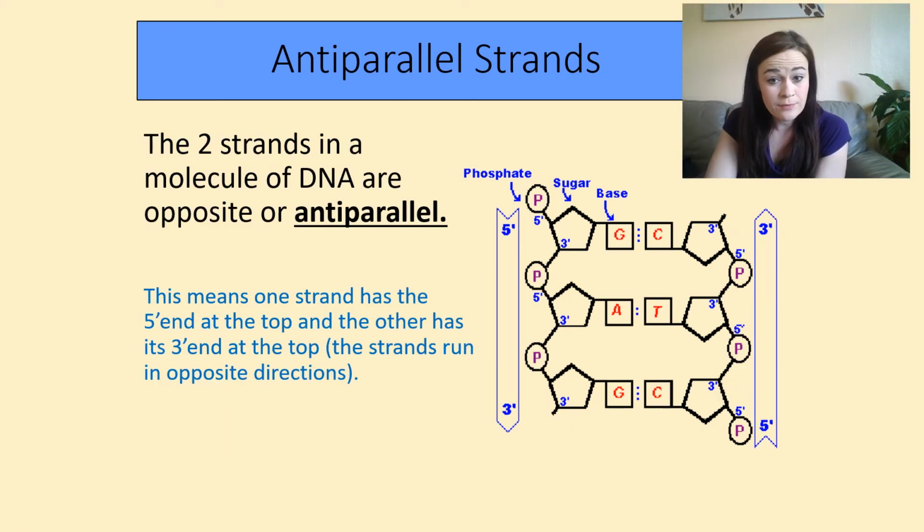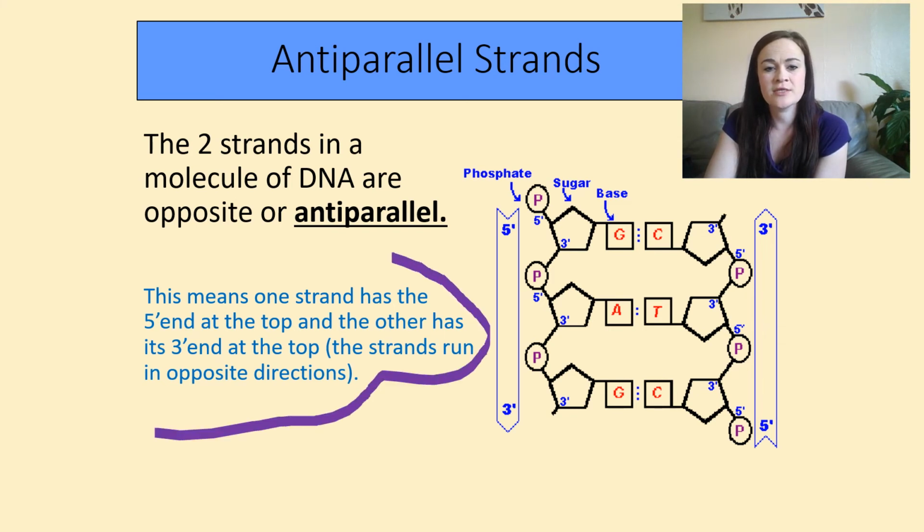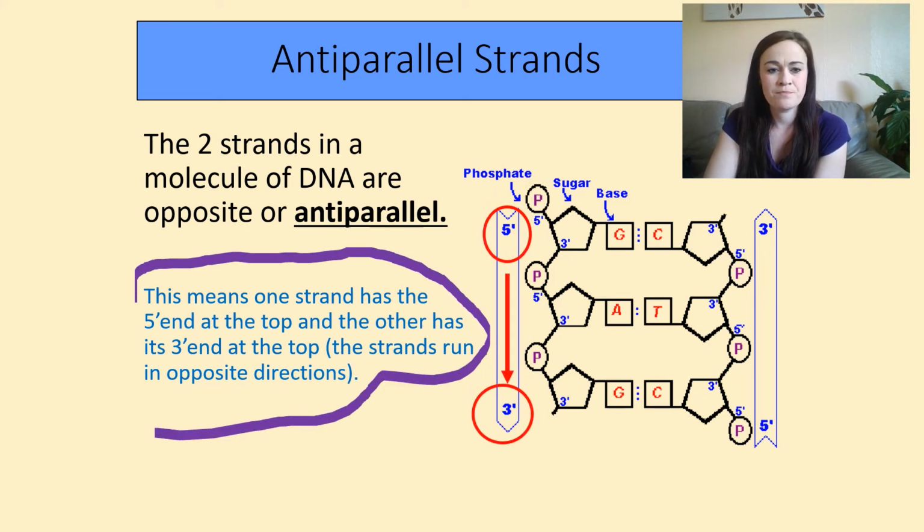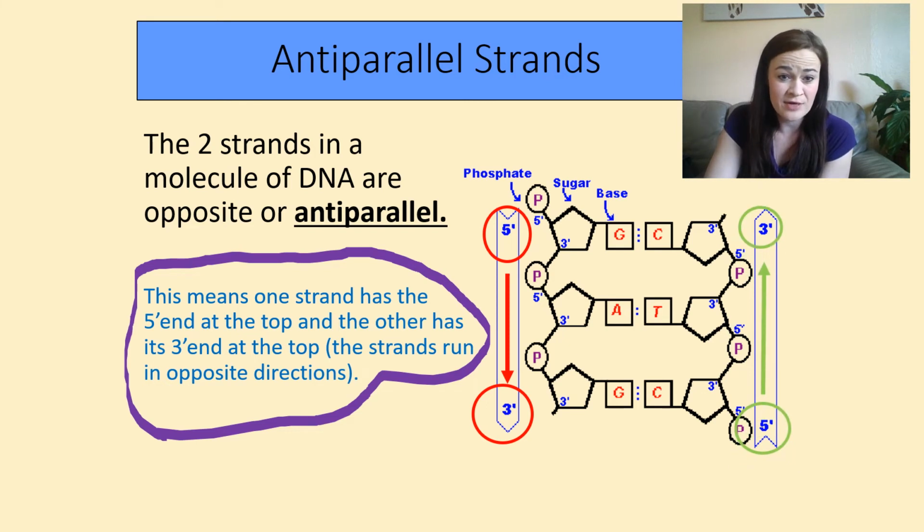Now if that wasn't simple enough, this bit round here summarizes what I was trying to say. It means that one strand of DNA has the 5' end at the top and the other has its 3' end at the top. So they're running in opposite directions, anti-parallel. That's where the name comes from.